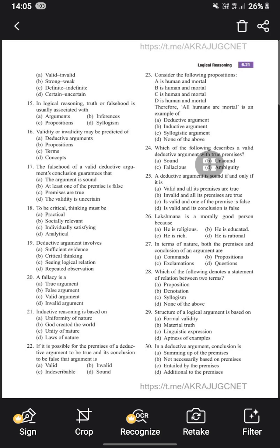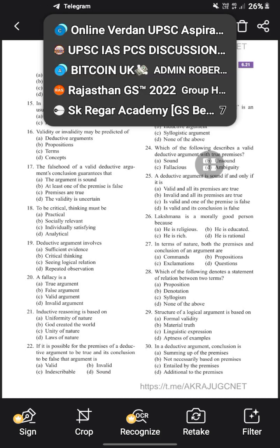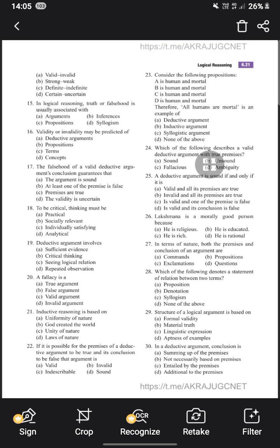A fallacy is what? That is B, a false argument. Inductive reasoning is based on the uniformity of nature. If it is possible for the premises of a deductive argument to be true and its conclusion to be false, the argument is what? That is 22, and that is B, invalid.